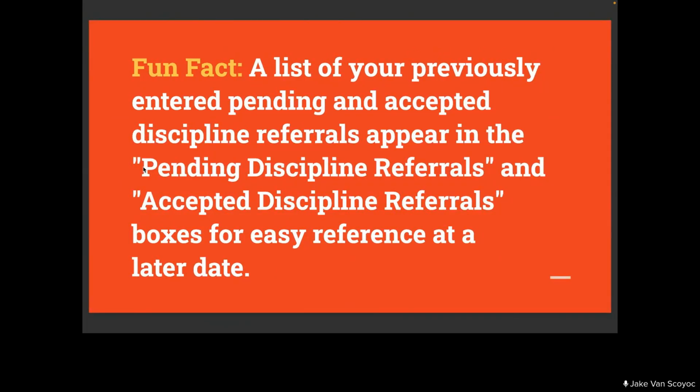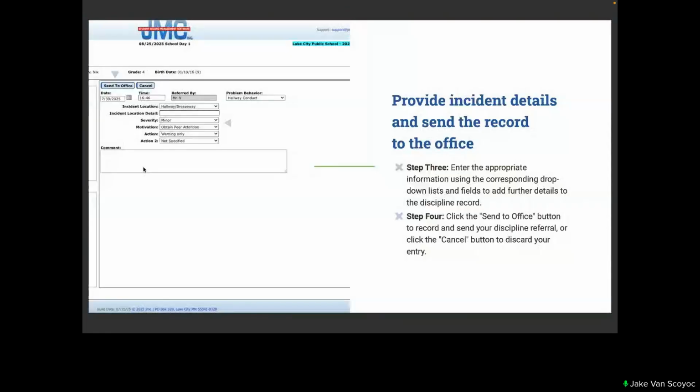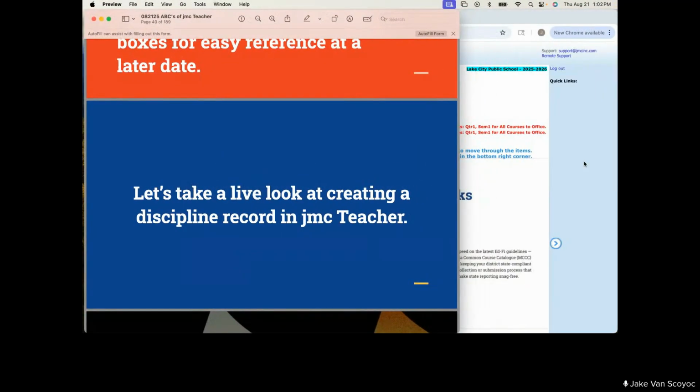Fun fact, a list of your previously entered pending and accepted discipline referrals appear in the pending discipline referrals and accepted discipline referrals boxes for easy reference at a later date. So once you have filled out all of these items for a discipline record, you'd click that Send to Office button, and that's going to submit your discipline record to the office for review. It's up to the office then to either accept or reject a discipline referral, and I'll show you in our live look here what that's going to look like.